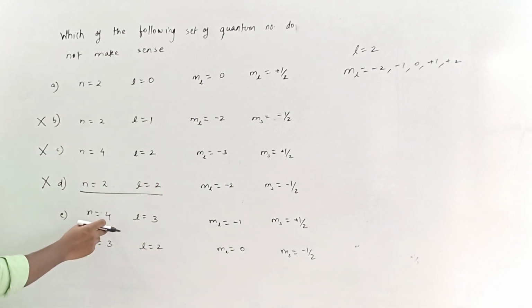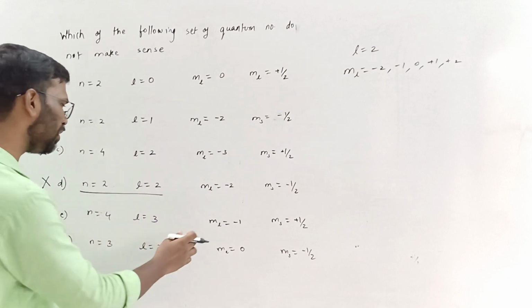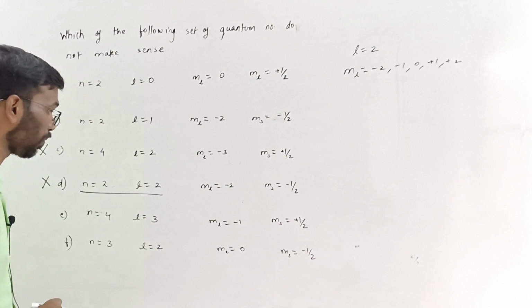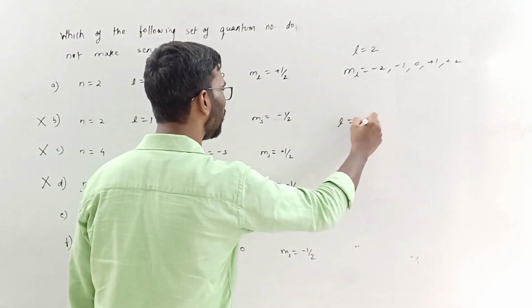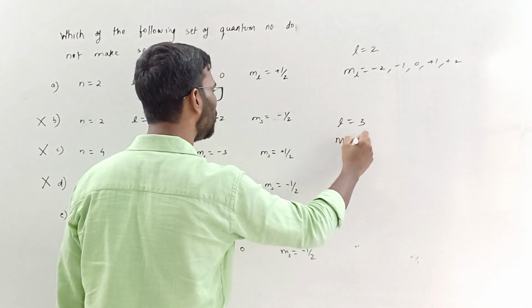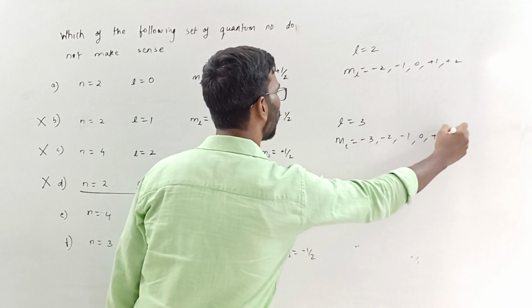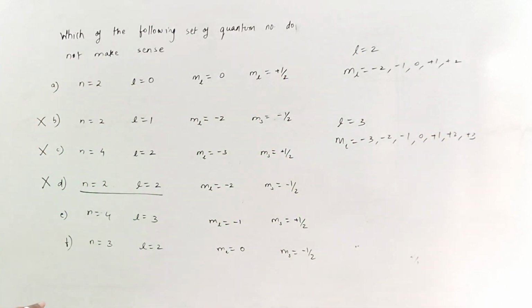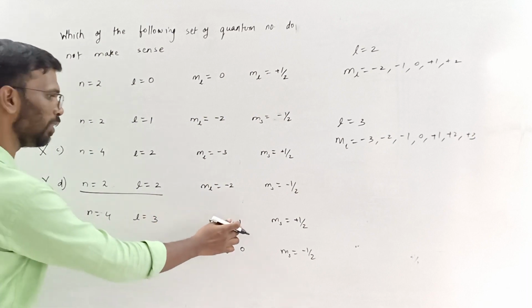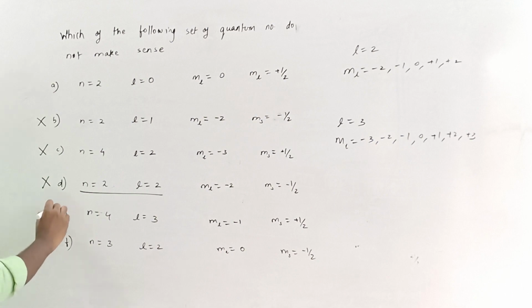So n is equal to 4, l is equal to 3. This exists, and ml is equal to -1 they are saying. Let me check. For l equal to 3, ml will be -3, -2, -1, 0, +1, +2 and +3. It exists, right? So this is there, and the spin can be plus half or minus half, right? So this makes sense.